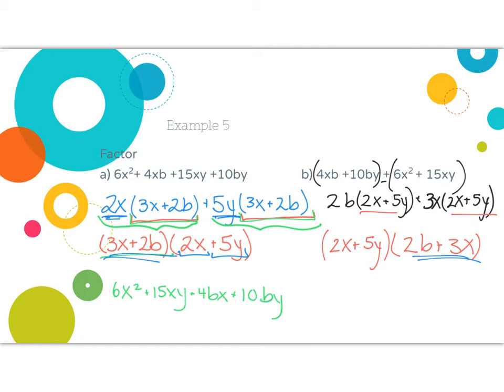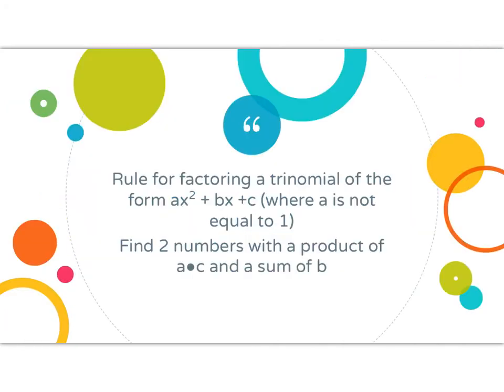So it doesn't matter how we group them, they are the same thing. Okay, so we're going to double back to our factoring of ax squared plus bx plus c, where a is not 1, because 1 was what we looked at last time.